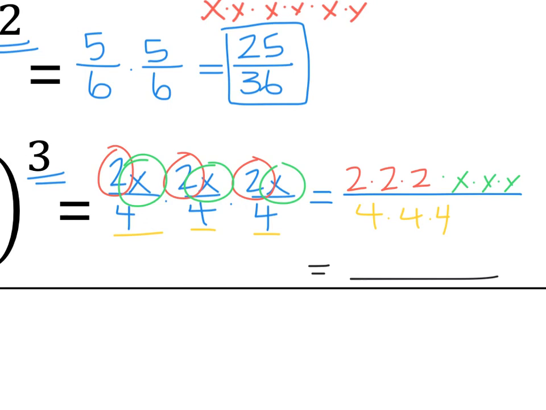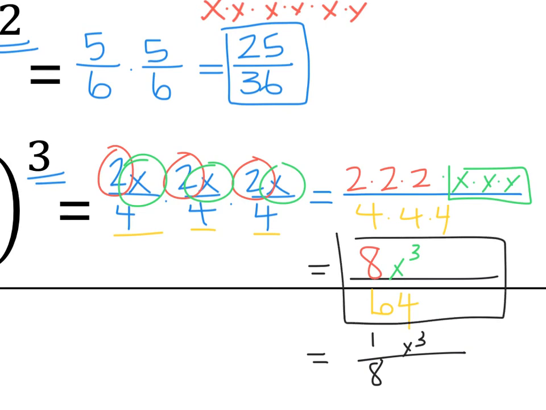2 times 2 is 4. 4 times 2 is 8. x times x times x is x to the 3rd. And in the previous problem, we already said that 4 times 4 times 4 is 64. I'll accept your answer like that, but you can also simplify 8 over 64. If we divide 8 by 8 and 64 by 8, we get 1 over 8, x cubed. You can write it like that. And again, this answer is fine. Or we can write it as 1 over 8x to the third.